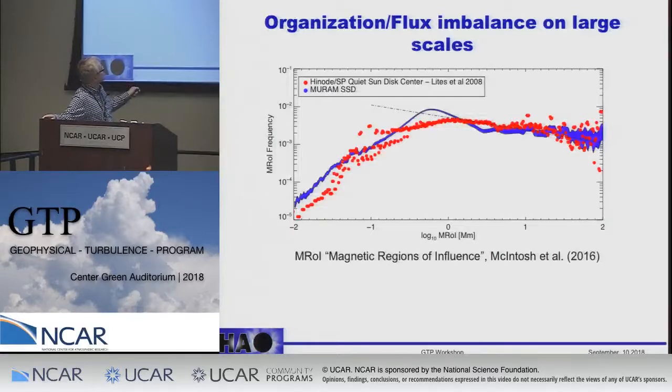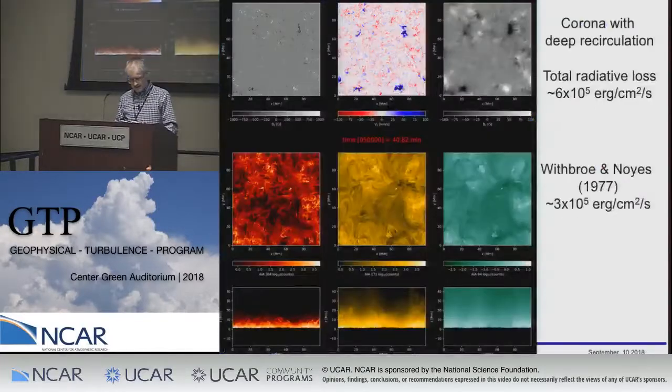But if you go to scales larger than granules, this is the region which is interesting here. You see the same slope in both cases. So this organization of flux imbalances on larger scales comes out pretty nicely in these deeper small-scale dynamo simulations. And this is important if you actually want to maintain a corona in a quiet sun. Now, this is one of these simulations which, in addition to the photosphere, actually goes up into the corona.